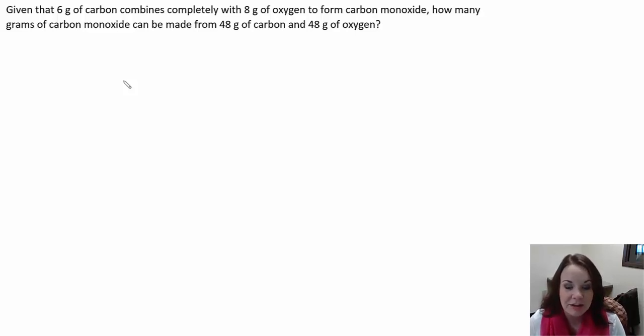Given that 6 grams of carbon combines completely with 8 grams of oxygen to form carbon monoxide, how many grams of carbon monoxide can be made from 48 grams of carbon and 48 grams of oxygen?